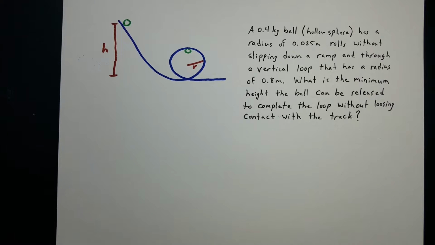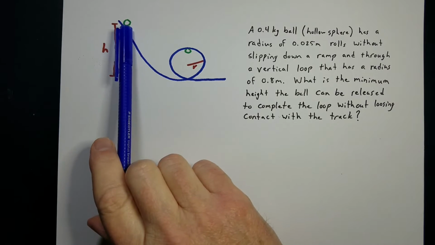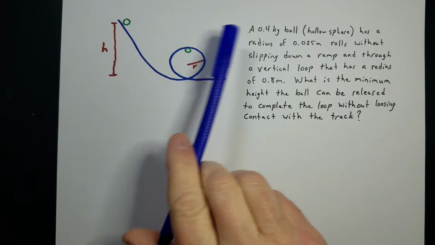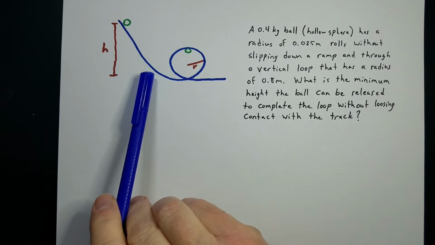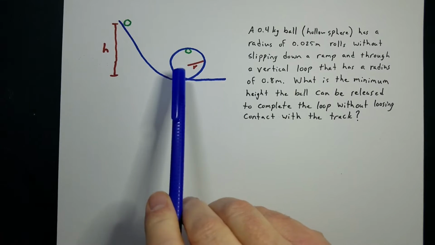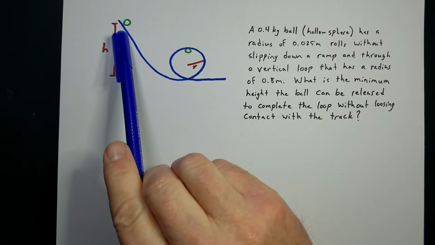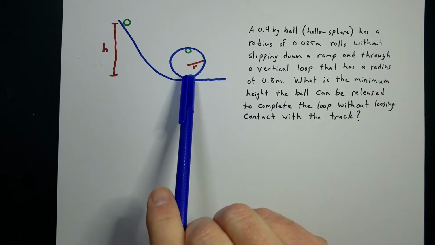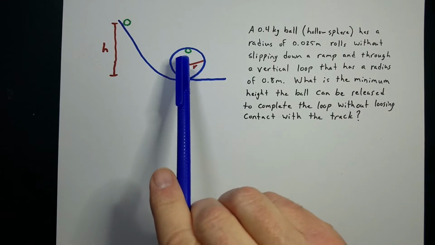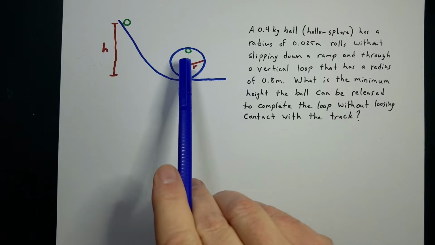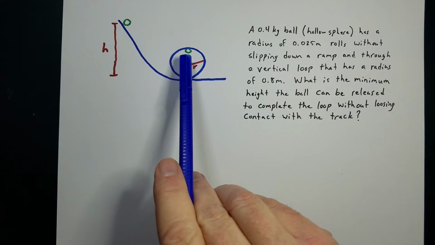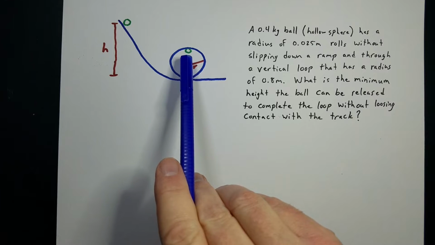Hi, this is Kaylee, and let's figure out this problem where we have a ball, which we're going to say is a hollow sphere, rolling down this ramp into this vertical loop, and we want to know the minimum height we can drop that ball from so that it makes it all the way through this loop without losing contact. So the main focus will be at the very top. That's where it's most likely going to lose contact.